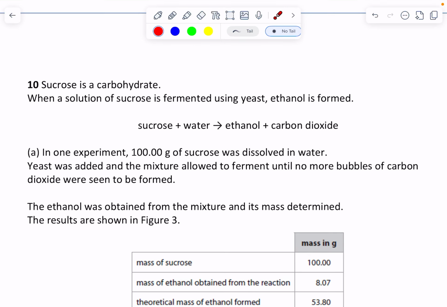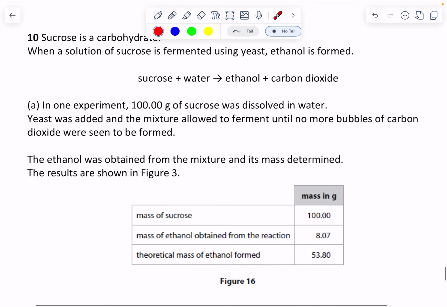Okay, we have got a lot of information again. So it tells us that sucrose is a carbohydrate, and we are taking this sucrose and fermenting it. And when we do that, it produces ethanol and carbon dioxide. It's then talking about an experiment.